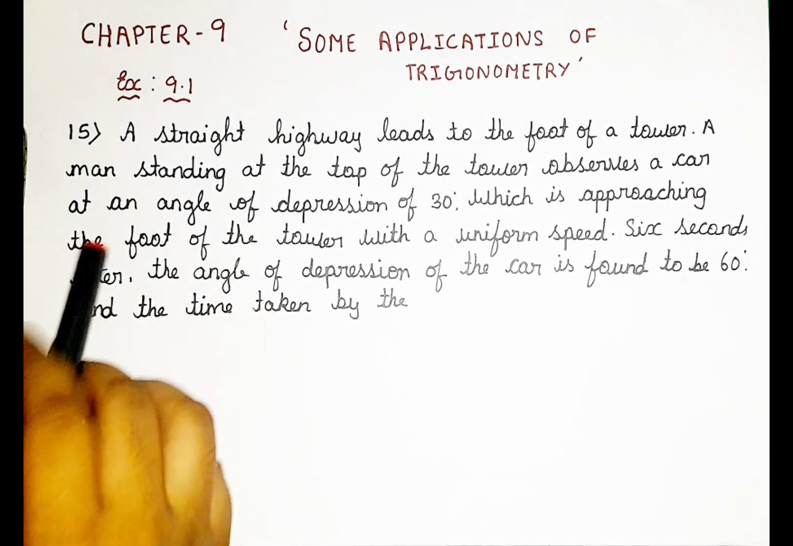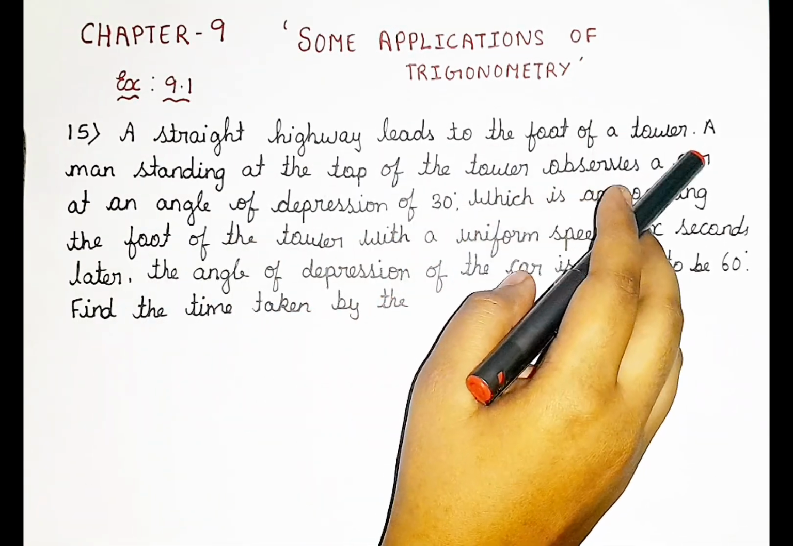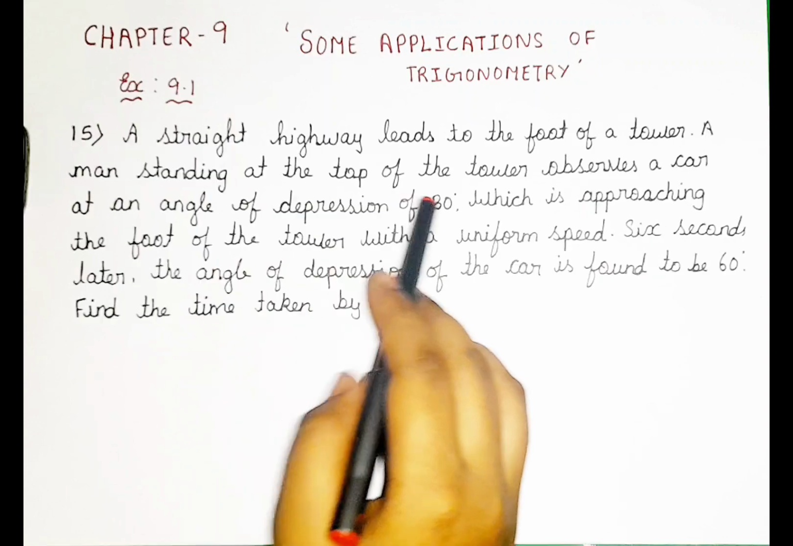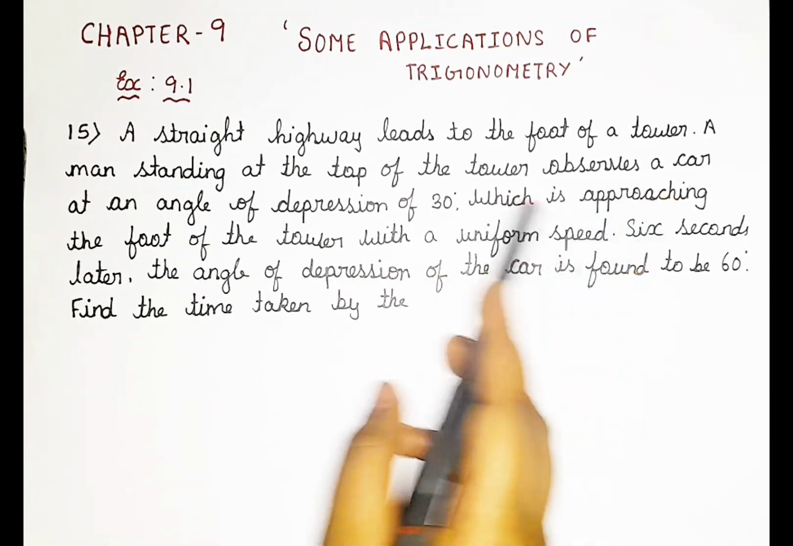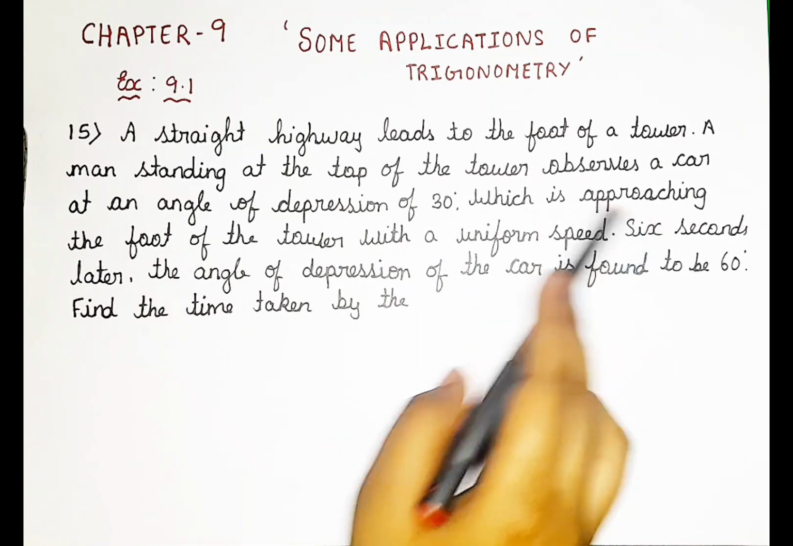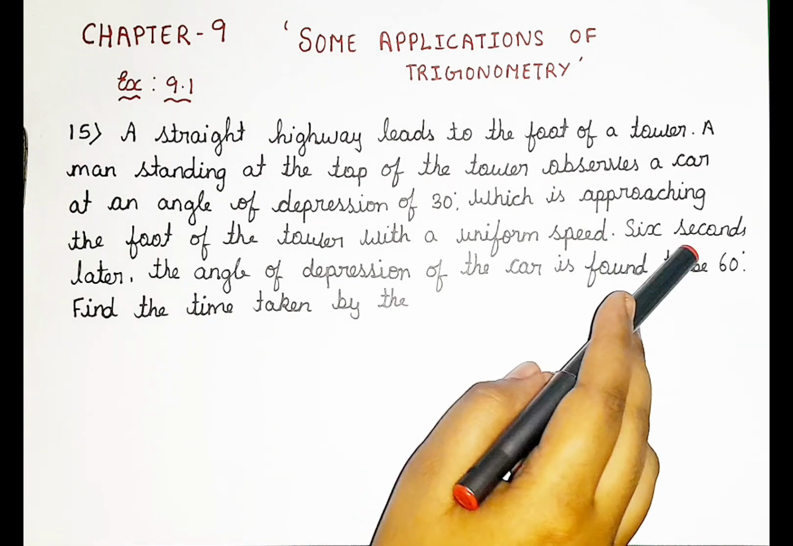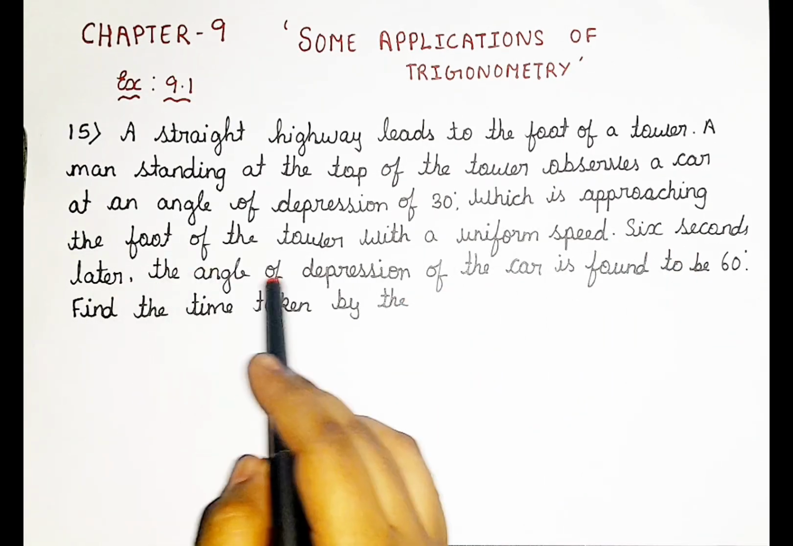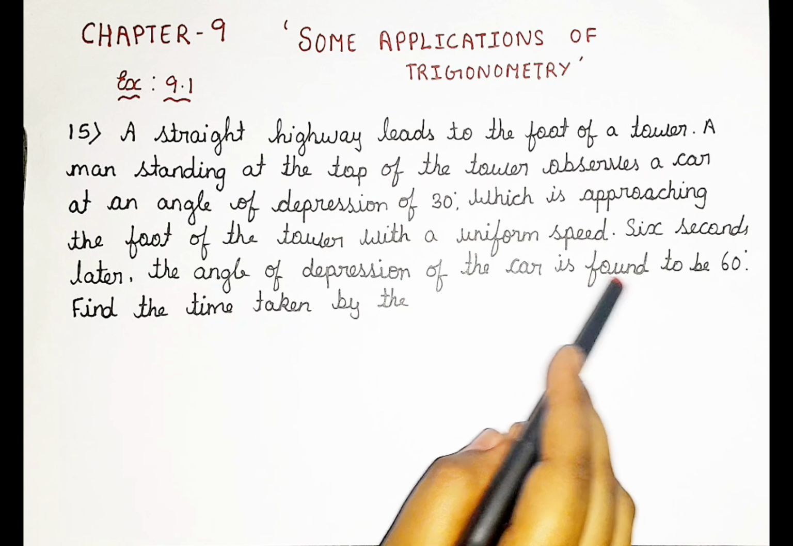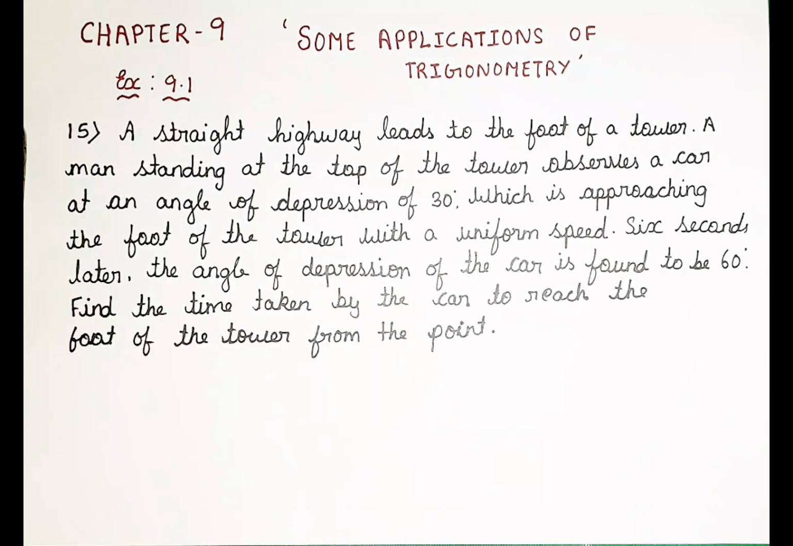Alright, now let's read the question. A straight highway leads to the foot of a tower. A man standing at the top of a tower observes a car at an angle of depression of 30 degrees, which is approaching the foot of the tower with a uniform speed. 6 seconds later, the angle of depression of the car is found to be 60 degrees. Find the time taken by the car to reach the foot of the tower from the point. Alright, so this is the question.